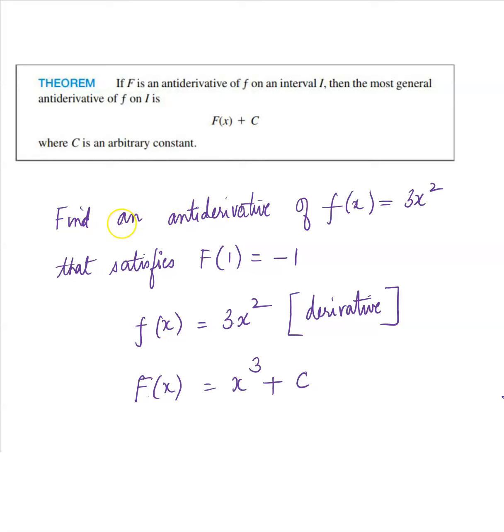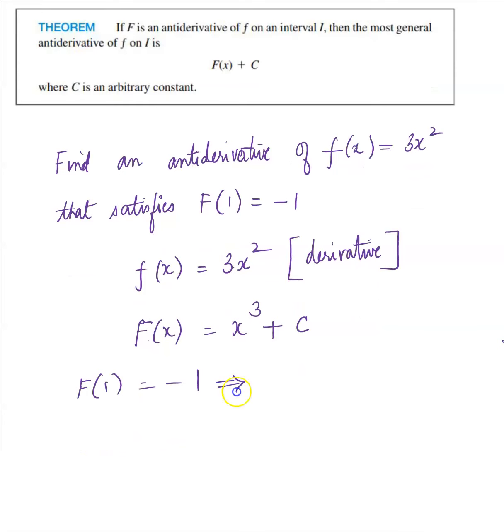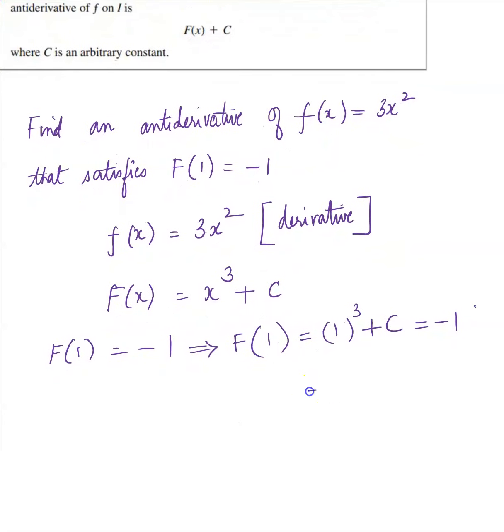Therefore, the question's language, find an antiderivative, says you want to find a specific F of x, a unique F of x. And for that, they gave us this extra hint. They said that it satisfies F of 1 equals negative 1. So in the function that I just found, if I plug in x as 1, then it's 1 cubed plus c, and we're told this is equal to negative 1. And this we're going to use to solve for c. 1 plus c equals negative 1, which implies c equals, subtract 1 on both sides, negative 2.